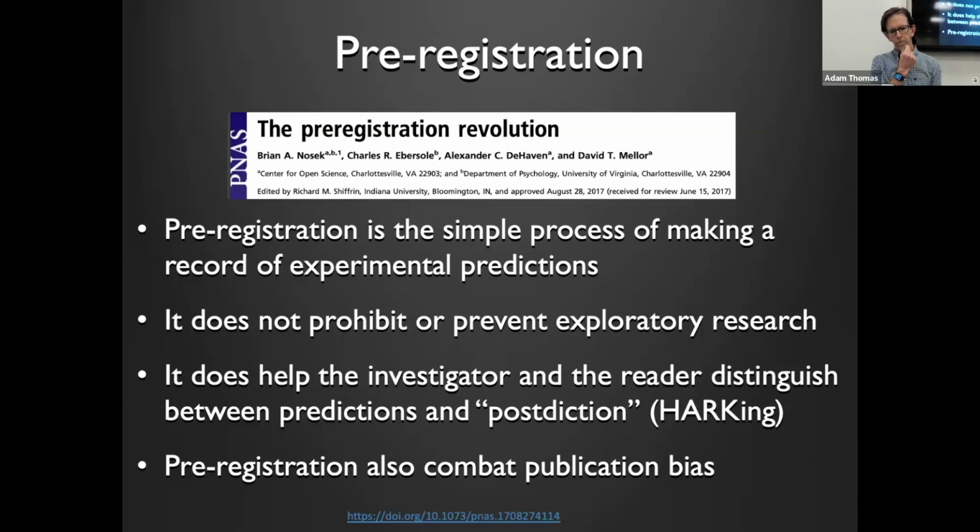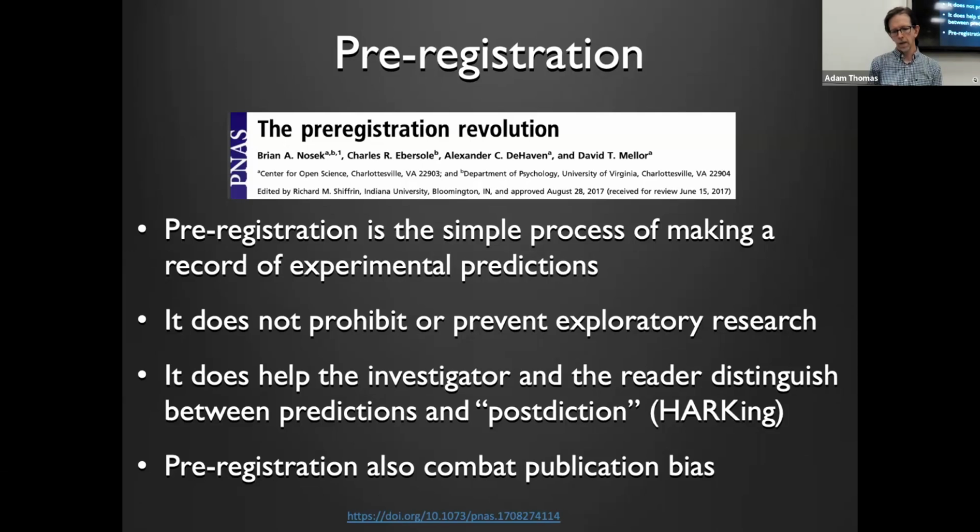So first off, pre-registration. I feel like this is possibly the most controversial, and maybe isn't going to make sense in every case, but our lab has had some great experience with it. It is the simple process of making a record of your experimental predictions. Some journals now have a process of sending it in and having that pre-registration reviewed. But you can do something far simpler with websites like OSF. It doesn't prohibit or prevent you from doing exploratory research.